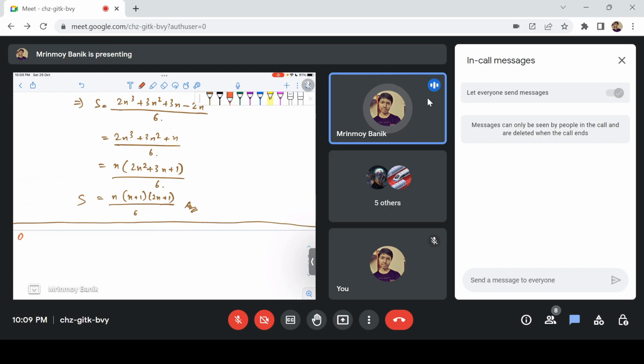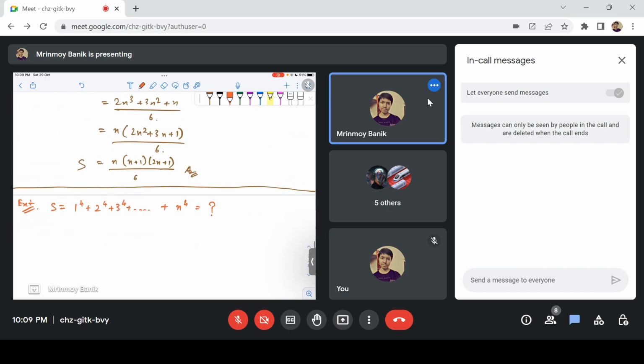Next, for a simple exercise. So this is an exercise. Derive the formula for the biquadratic sums. So 1 power 4 plus 2 power 4 plus 3 power 4, like that up till n power 4. What is this? I will be back in 5 minutes.